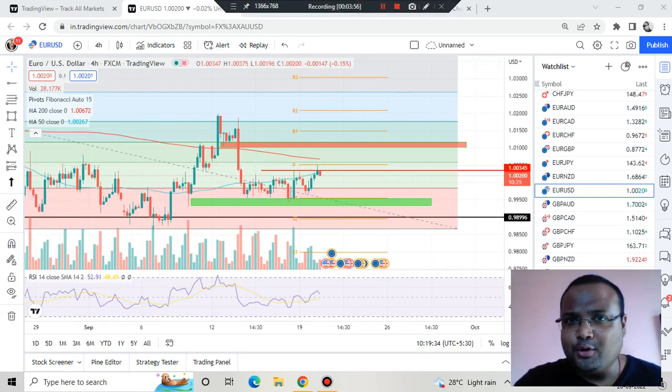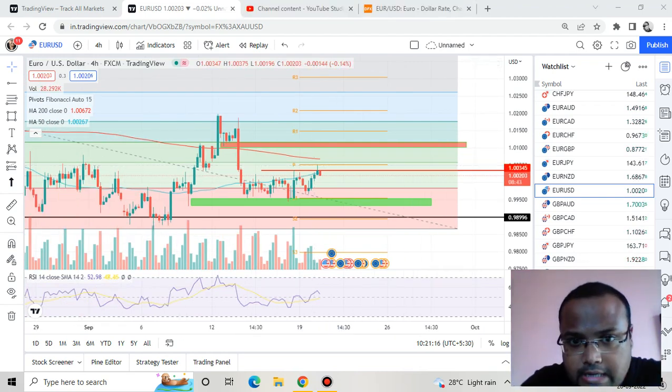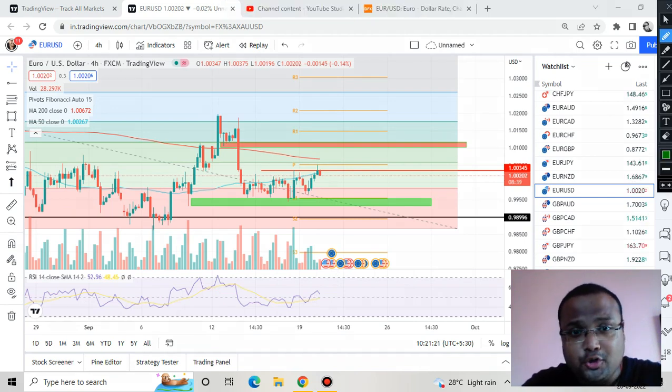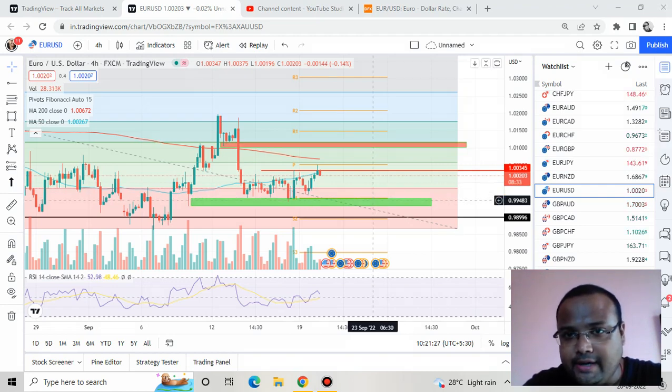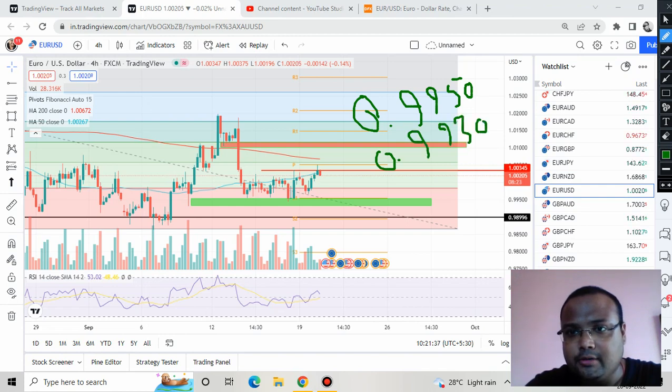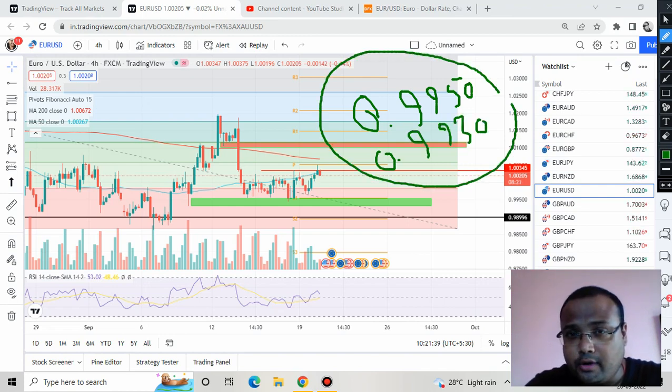Okay, and those who are looking for a buy position, then you can wait for the market to come down to this support zone here, the green box. If you're wondering what is the level here, then the level is 0.9950 to 0.9930. This is the support zone for the market right now.